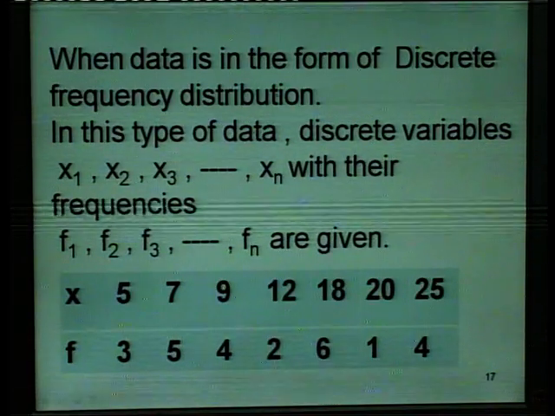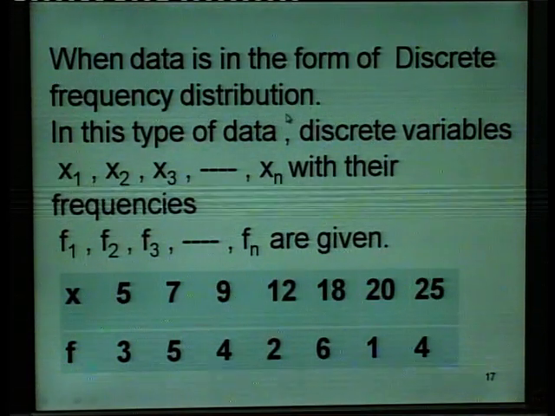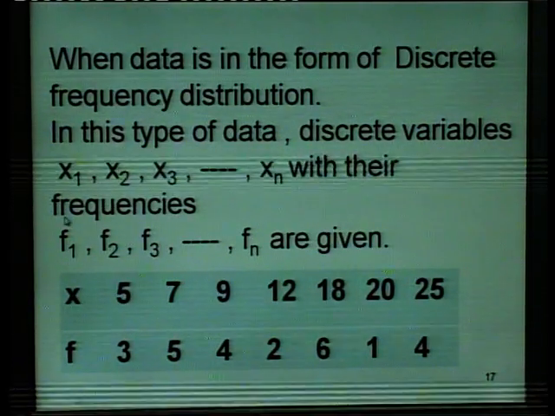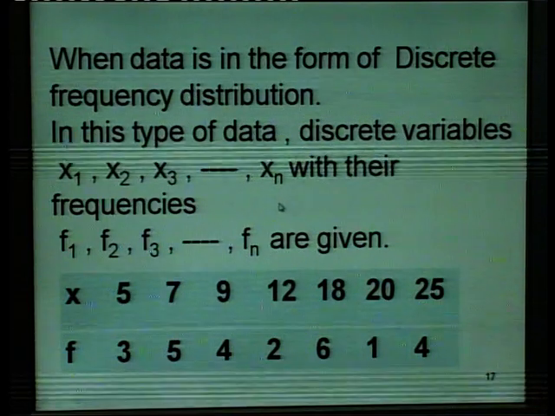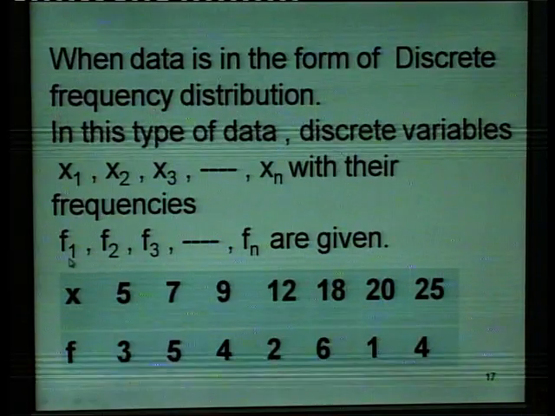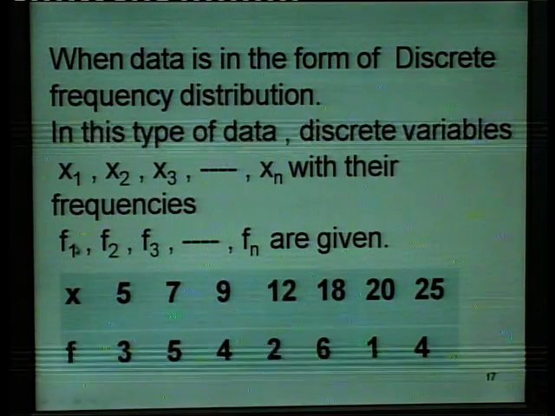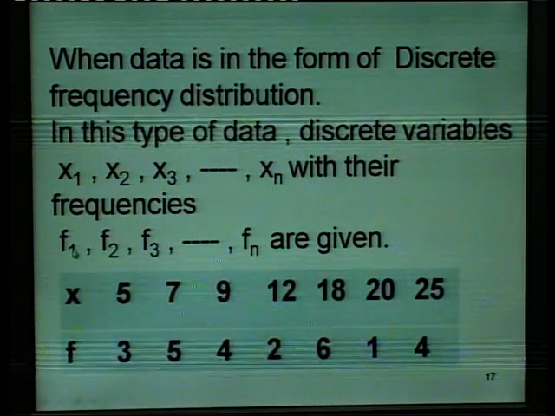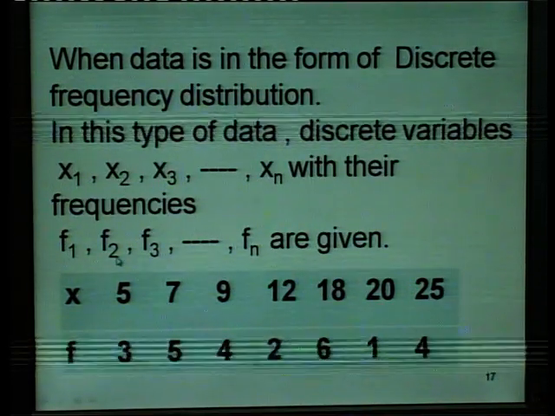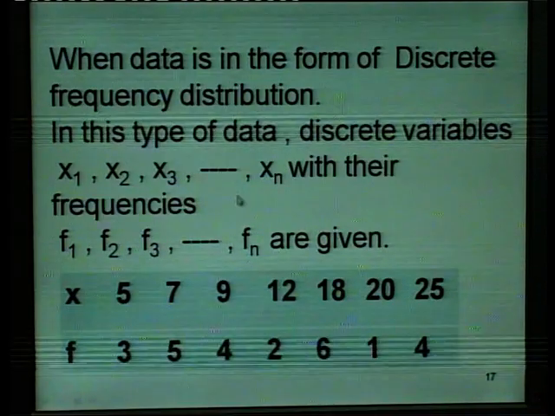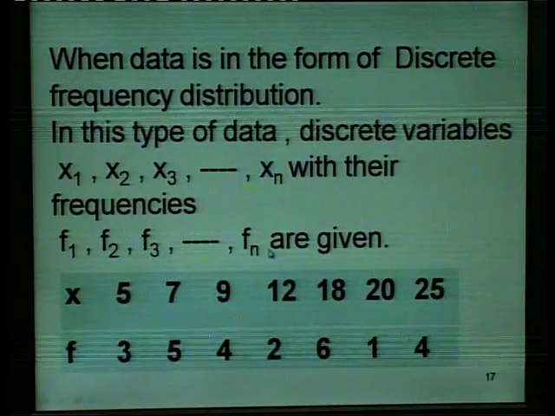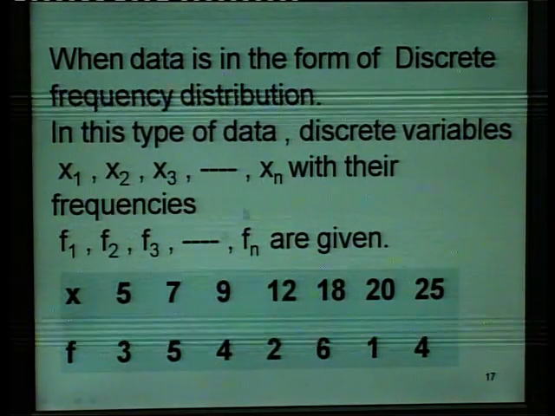Now when data is in the form of a discrete frequency distribution, we have discrete variables x1, x2, x3, ... xn with their frequencies. Frequencies mean the number of times a value appears. x1 has frequency f1, that means x1 appears f1 times in the data. x2 has frequency f2, x3 has frequency f3, and xn has frequency fn. If values are given with their frequencies, we call it a discrete frequency distribution.